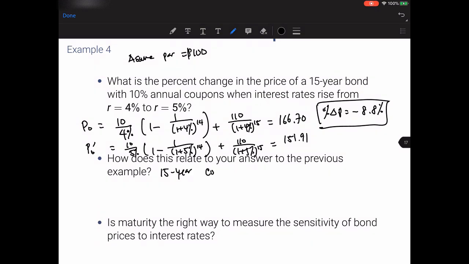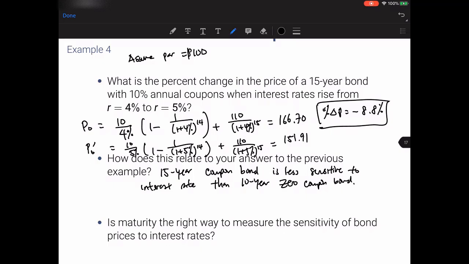coupon bond is less sensitive to interest rate than the 10-year zero coupon bond. All right, and answering the last question, is maturity the right way to measure the sensitivity of the bond prices to interest rates?